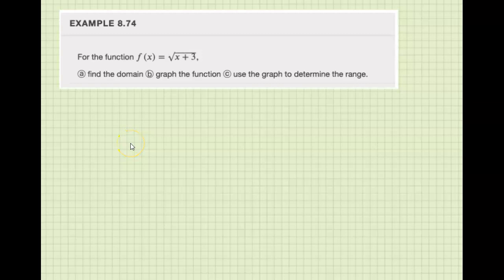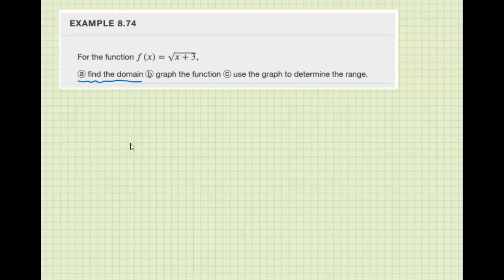Let's look at this next example. So we have the function radical square root of x plus 3. We want to find the domain, graph the function, and use the graph to determine the range. So finding the domain first before we graph is important because this will tell us which values of x we can pick to make our table.